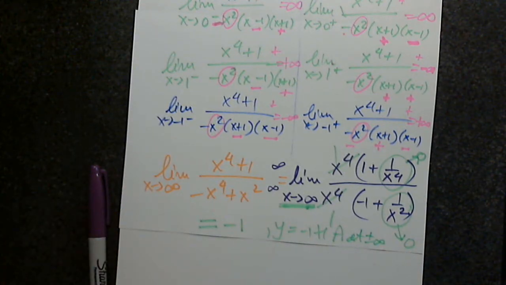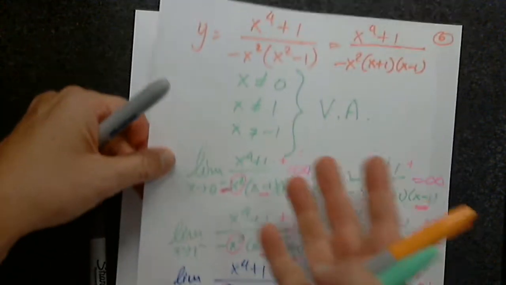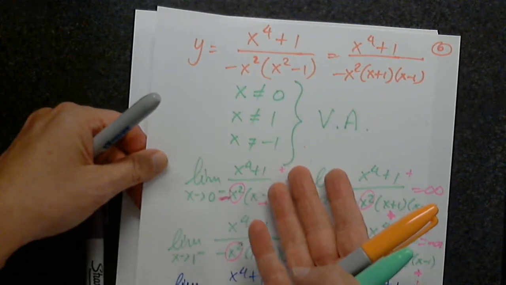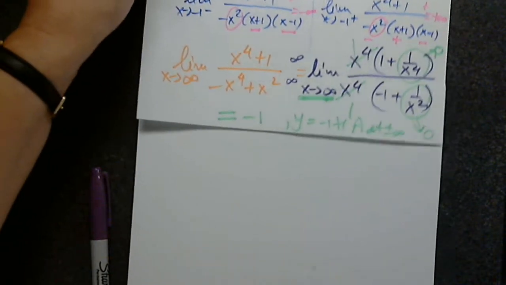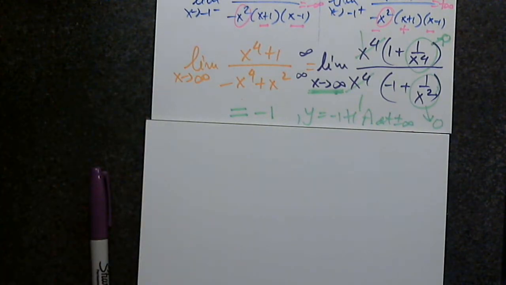Again, this is another problem that was quite long. Why was it so long? It was long because we had to determine the limits left and right, and it had 3 vertical asymptotes. But when it comes to horizontal asymptote, it was not that bad. Questions for me, please?